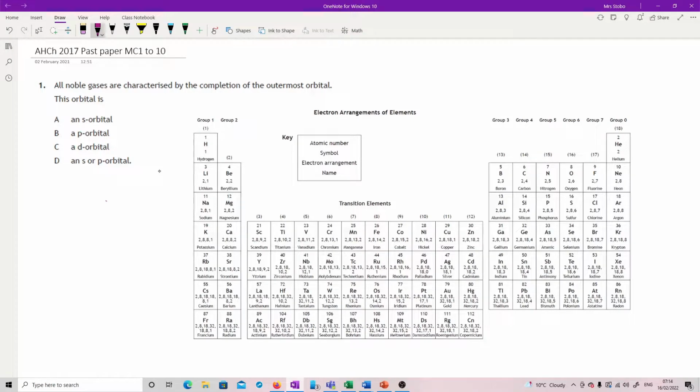This is the multiple choice question. Right, the 2017 paper, this is the multiple choice question 1 to 10. Okay, question 1. All noble gases are characterised by the completion of the outermost orbital.